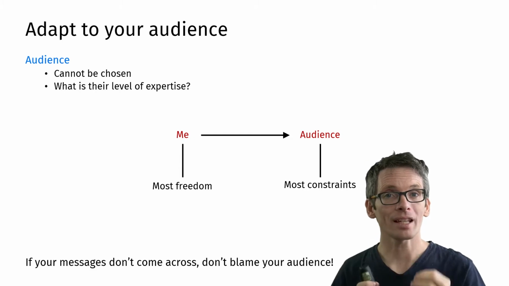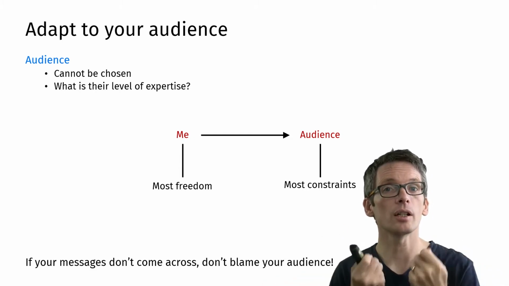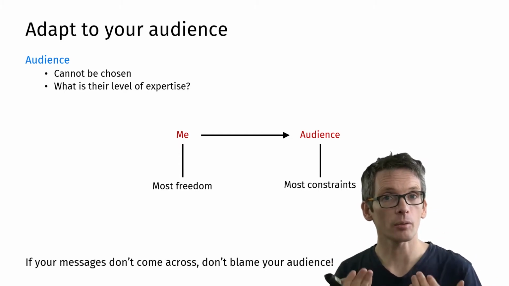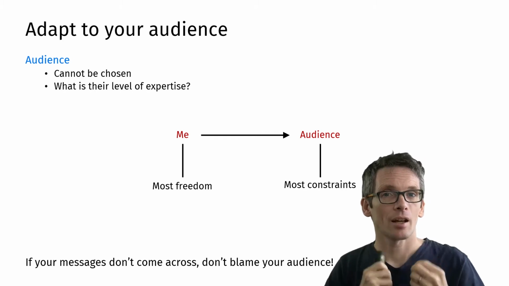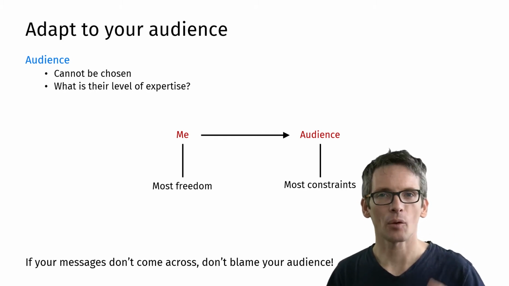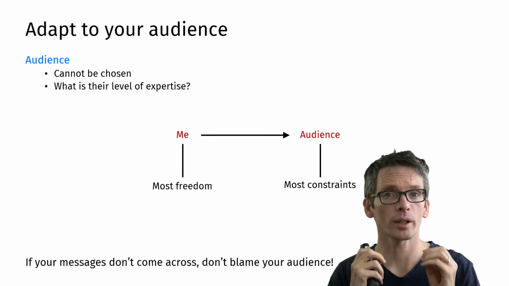So if your message does not come across, don't blame it on the audience, but change how you deliver your message. Stop thinking like a speaker when you give a talk. Start thinking like an audience. Now we have the audience and we have us, and we want to send a message. What could interrupt this message?